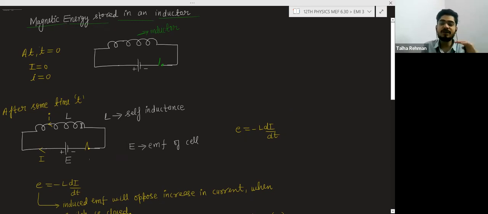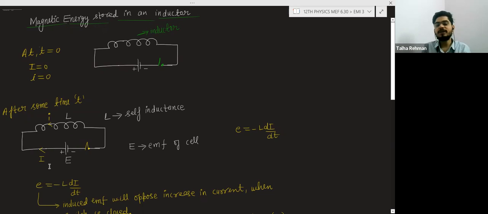And what happens when the current starts increasing or decreasing in the inductor? An induced current will be there. So there will be an induced current in the opposite direction of this current. Why in the opposite direction? Because the current is increasing.